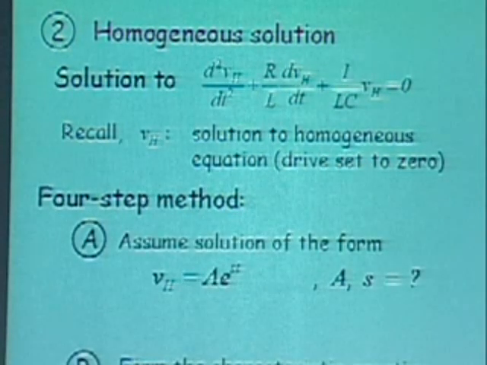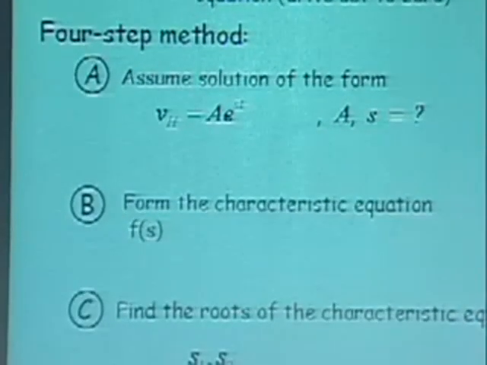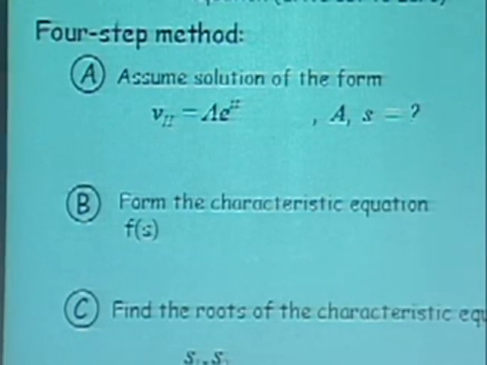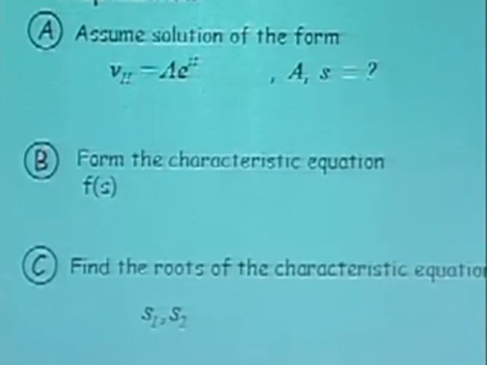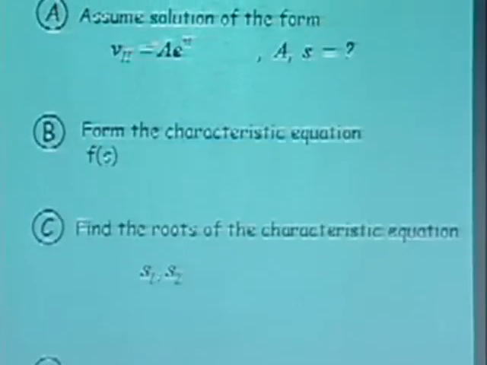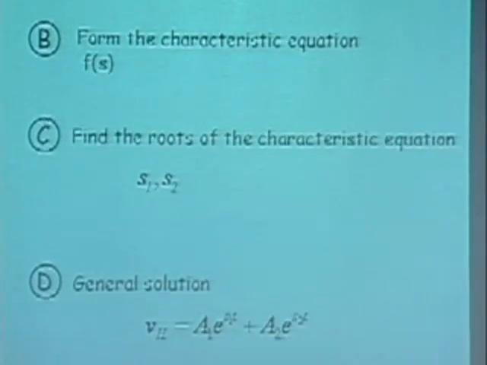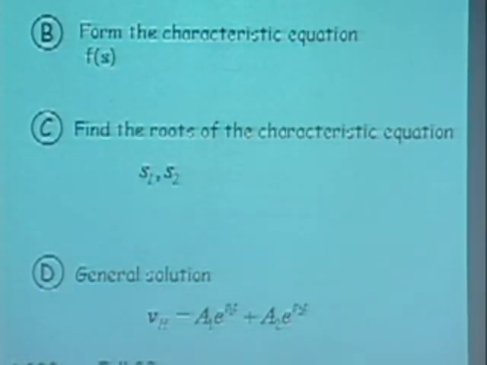The method simply says 4 steps. I'm going to assume a solution in the form A e to the st. And if you think you've seen that before, yes, you have seen it many times before, and you will see it again and again. We need to find A and S. We want to form the characteristic equation, find the roots of the equation, and then write down the general solution to the homogeneous equation as this. Same old, same old.